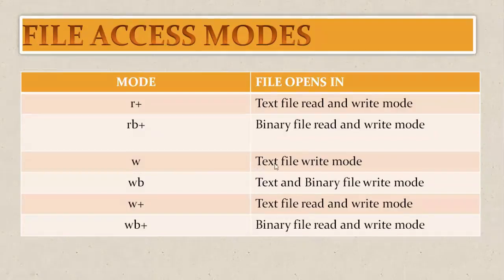W is the representation for a text file in write mode. WB is the representation for a binary file in write mode. W plus is for read and write mode. WB plus is for a binary file in both read and write mode. One by one we are going to access each and every mode in the practical session, and then we will understand the difference between all these varieties of modes.